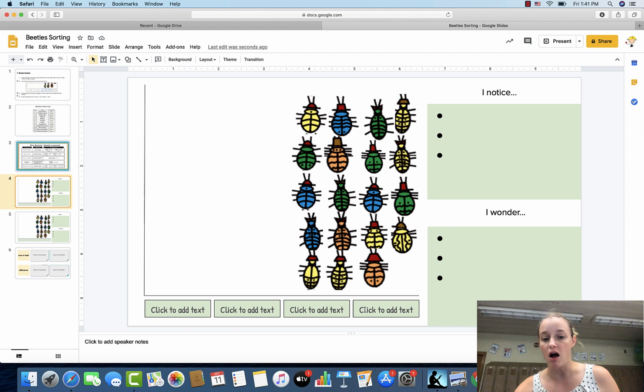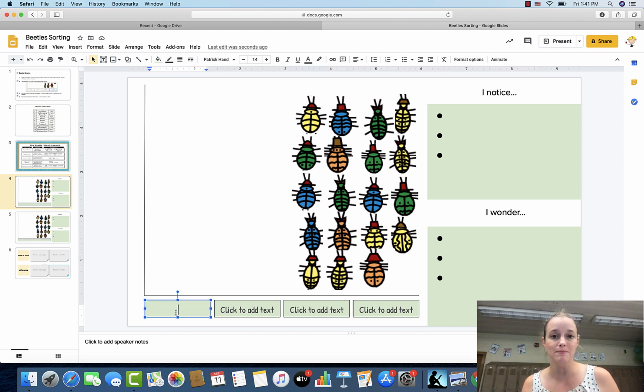Now, you don't have to use all 4 categories. You could sort them into 2 categories. You could sort them into 3 categories. You might have some of the bugs that don't belong in a category at the end. That's okay. What I want you to do is figure out how you could sort these. So again, you could do it by color for the first one, but you're going to have to pick something else for the second one when you're sorting.